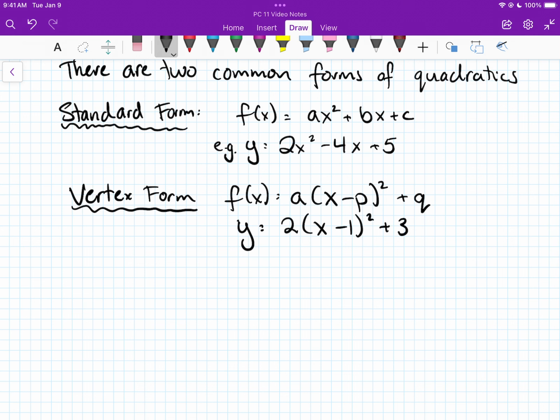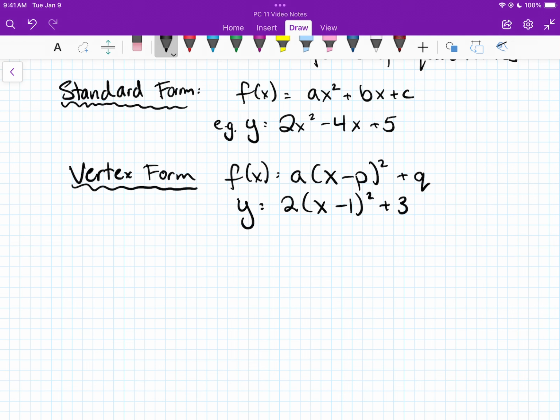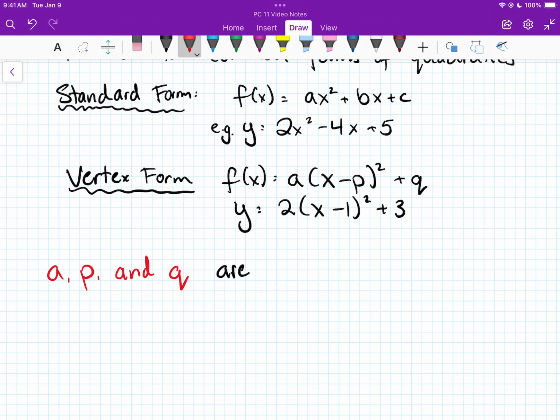Specifically, it's really helpful when we're graphing. And the reason for that is those three letters, a, p, and q, they mean something. So a, p, and q are what we call parameters. And when we say parameters, they're numbers that we can change that will affect the graph in different ways. So if that a value is a 2 versus if the a value is a 3, or a 5, my graph is going to be different. It might be in a different place. It might have a different shape. Maybe it'll be facing in a different direction. Changing the numbers changes things on the graph.